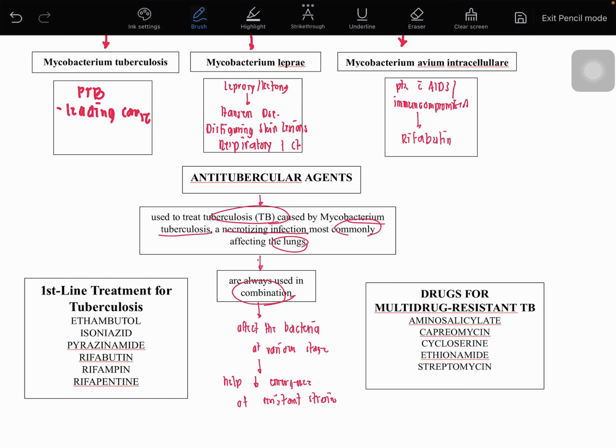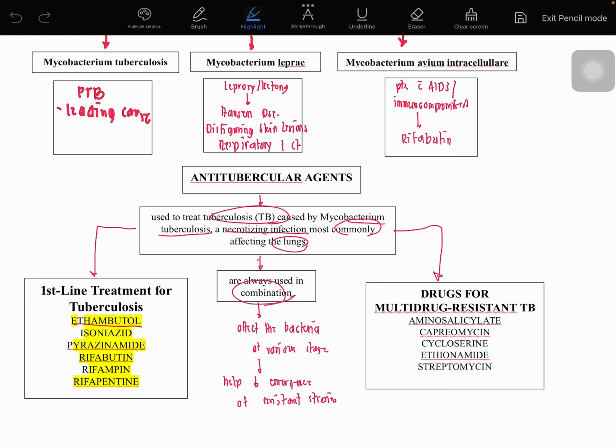Okay, meron tayo dito, of course, we have here your first line treatment for tuberculosis, and of course, we also have here the drugs for multi-drug resistant tuberculosis natin. Mag-start muna tayo with your first line treatment for TB. Of course, number 1, we have your ethambutol. Okay, we have your ethambutol, your isoniazid, your pyrazinamide, your rifabutin, your rifampin.